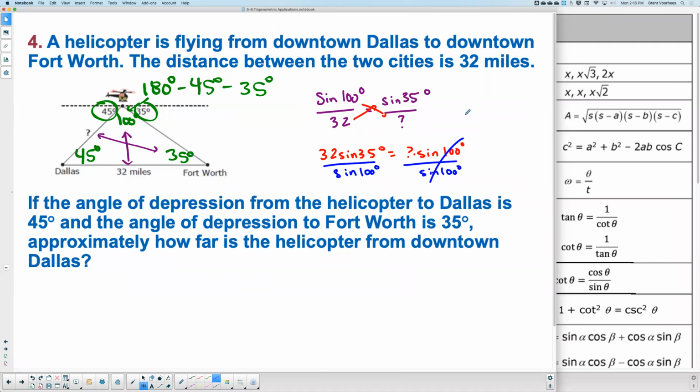Either way, you could do that and find out the distance. Roughly how far is the helicopter from downtown Dallas? I don't think it's 27 miles. 19 miles if you round. Wait, did you say 18.64? Okay, so approximately 19 miles. I'm cool with that. Okay, with that, I've got you with a 4 DOL.